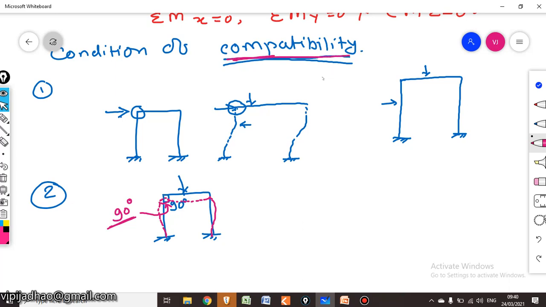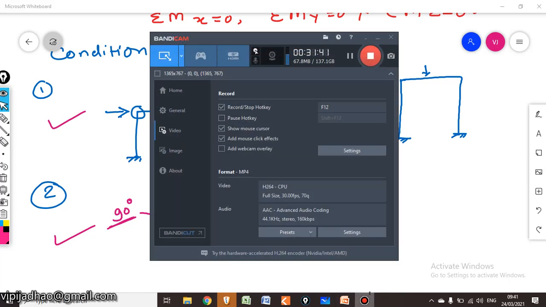Two conditions are there. The first one is the condition of continuity, that is at any joint the two members meeting at a joint will continue to meet at that joint even after the deformation takes place. And the second condition of compatibility is that the angle between two members meeting at any rigid joint will continue to remain the same even after the deformation takes place. Okay. Now we have the next point. I'm just covering the syllabus point by point only.